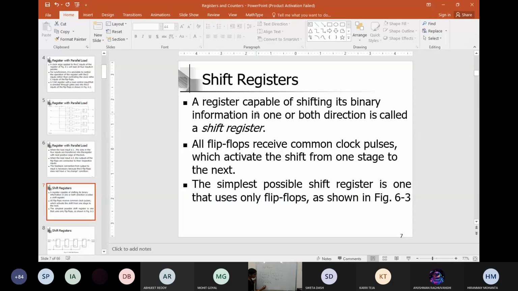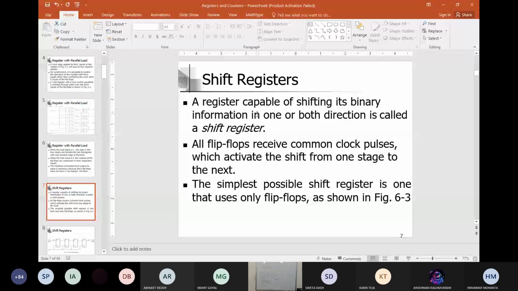So, 6 bits, if I want to transfer, how many clock pulses do I require? 6 clock pulses, isn't it? So this particular option, which can shift right and shift left, these are the specific registers.